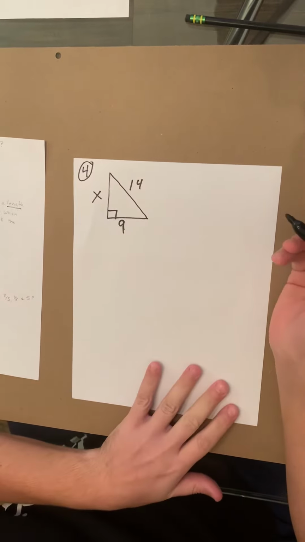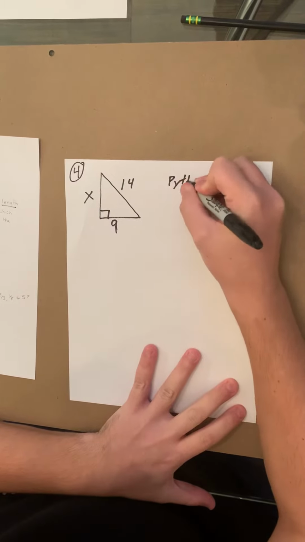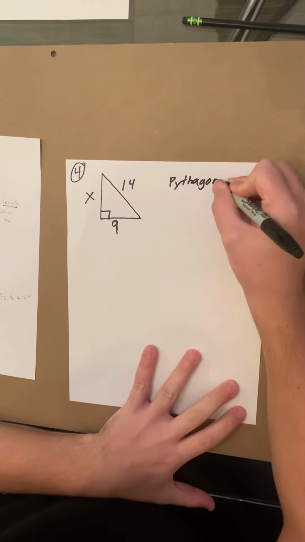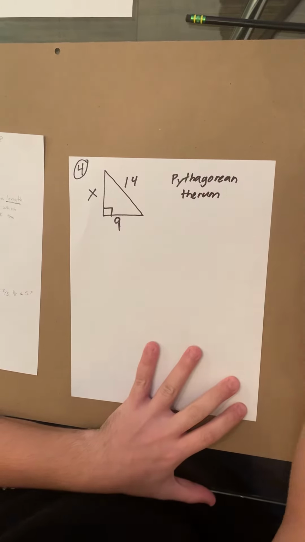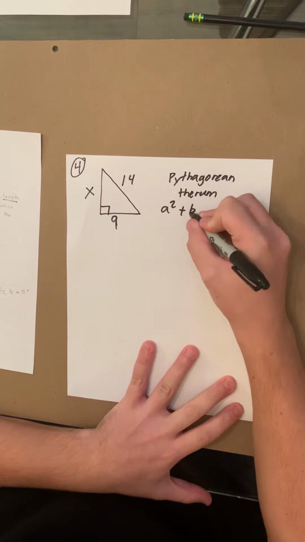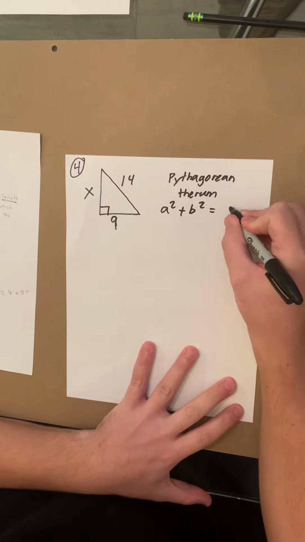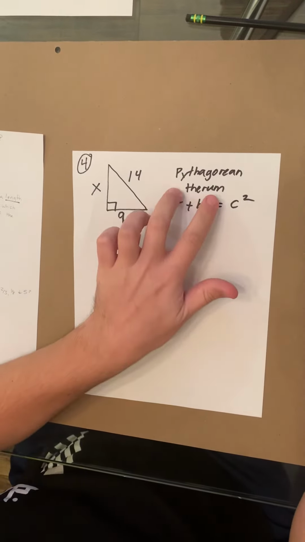So the easiest way to go about this is to remember the Pythagorean theorem, which is a squared plus b squared equals c squared. So for the Pythagorean theorem, this only applies to right triangles.